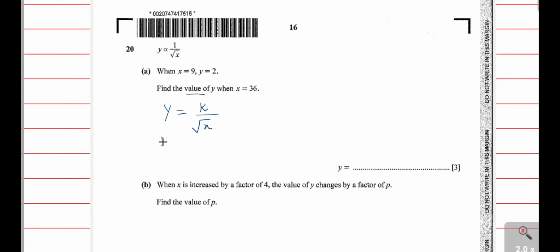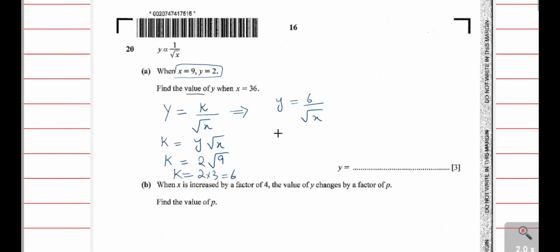Now k will be equal to y into square root x. And we can calculate k from these first two values. X here is 9, so we write square root 9, and y is 2. Therefore, 2 into square root 9, which is 3. Therefore, k equal to 6. This equation will become y equal to 6 over square root x.